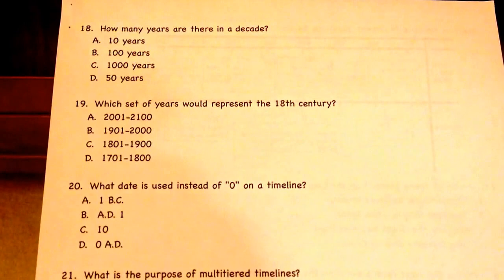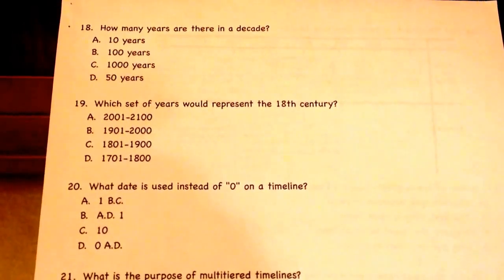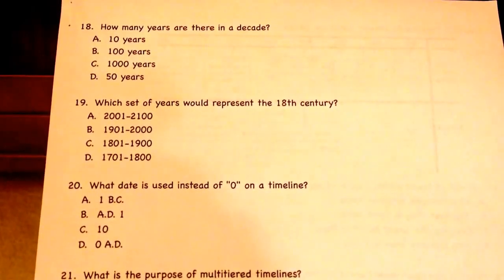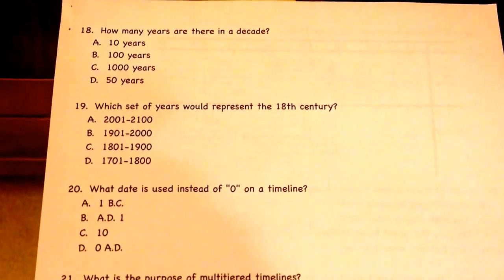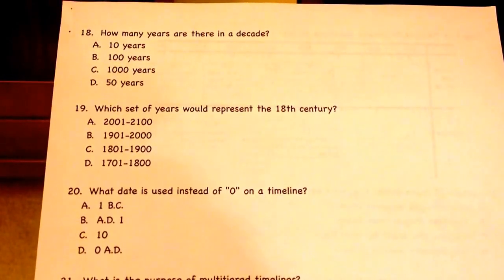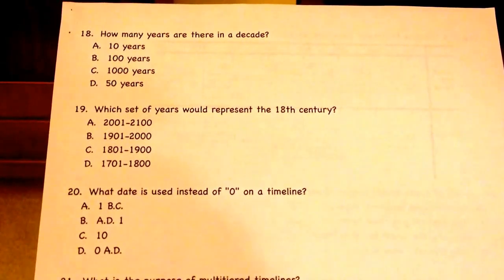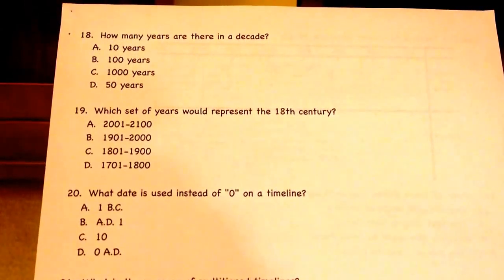Number 20. What date is used instead of 0 on a timeline? A, 1 BC, B, AD 1, C, 10, D, 0 AD.